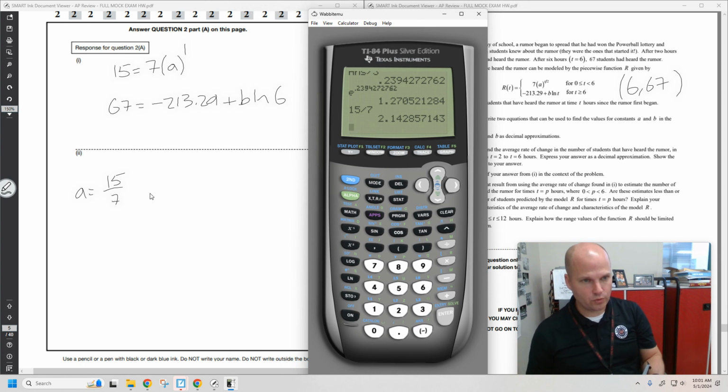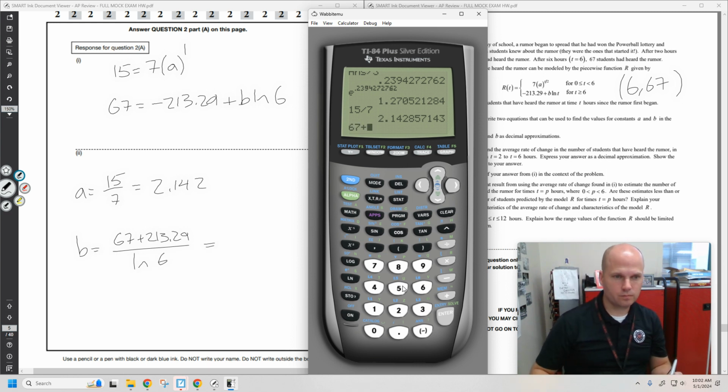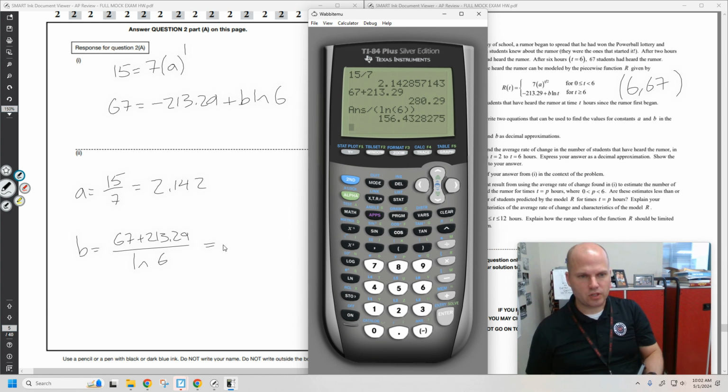2.142 or 143. And then b equals, and you could show this work, it's not going to hurt if you want to, if you know exactly what you're doing. Or you could go straight to the answer. Yeah, I like that question because you don't use stat edit.